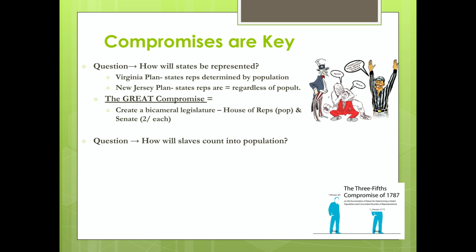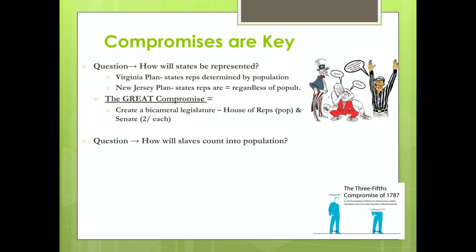The other problem that they had was, how would they count the slaves? Of course, slaves weren't really regarded as people. They were considered to be property at this point. So how were they going to count these people? And of course, in the South, there was a huge slave population. In the North, not so much.